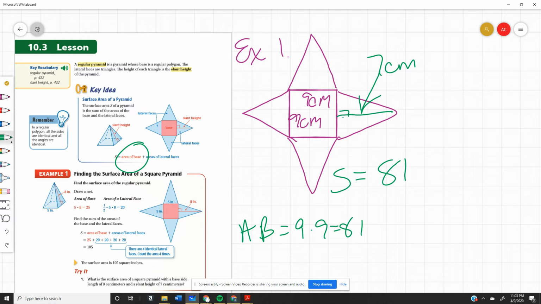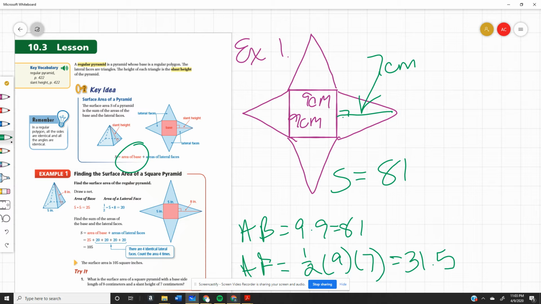I plugged that in. Now I need to find the area of a lateral face. So area of a face is equal to 1/2 the base, which is 9, times the height, which is 7. Okay. So I'm going to break out my calculator for this one because I know that 9 times 7 is 63, but then I have to do 63 times 1/2. So I'm going to use my calculator for that, and it's 31.5.